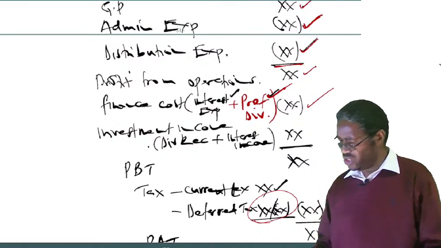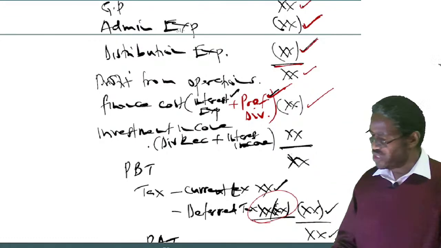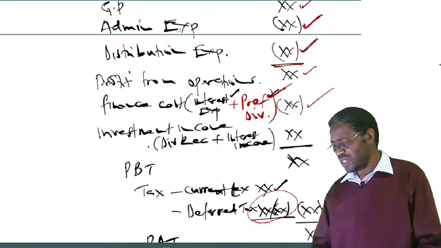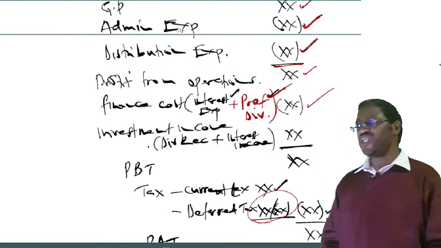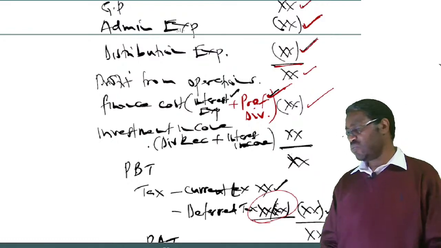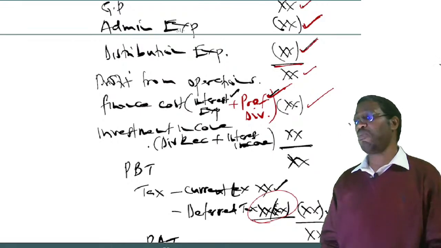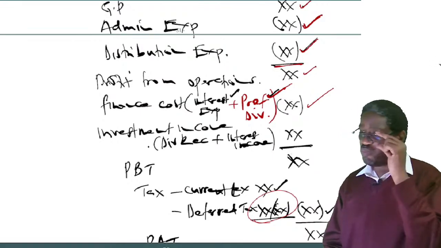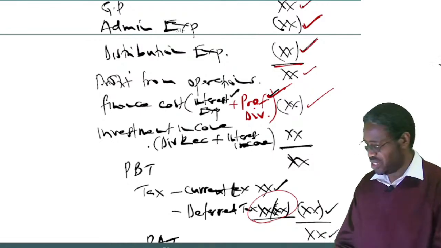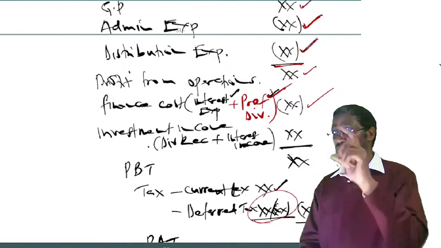Okay, so let's continue. So we said preference dividends on redeemable preference shares are considered to be a finance cost.